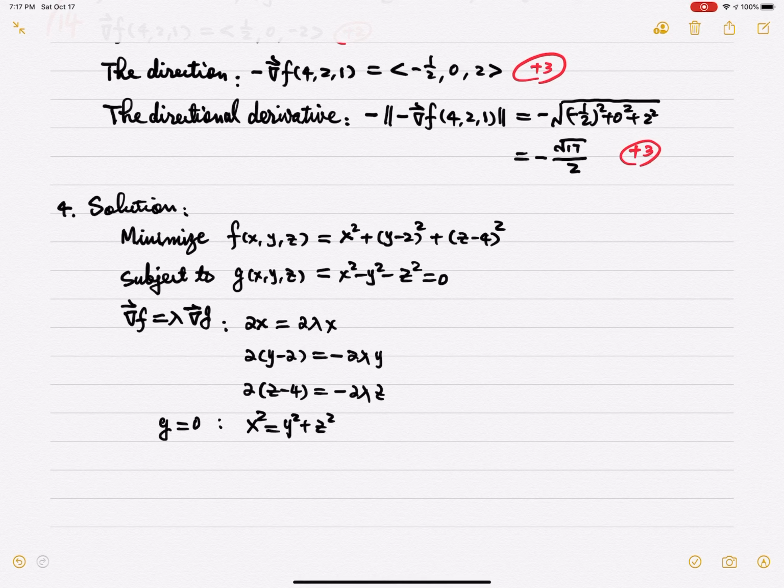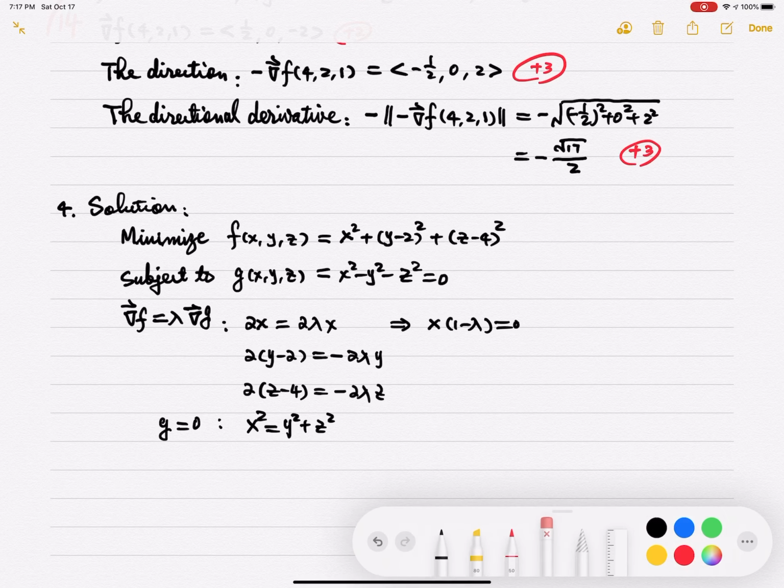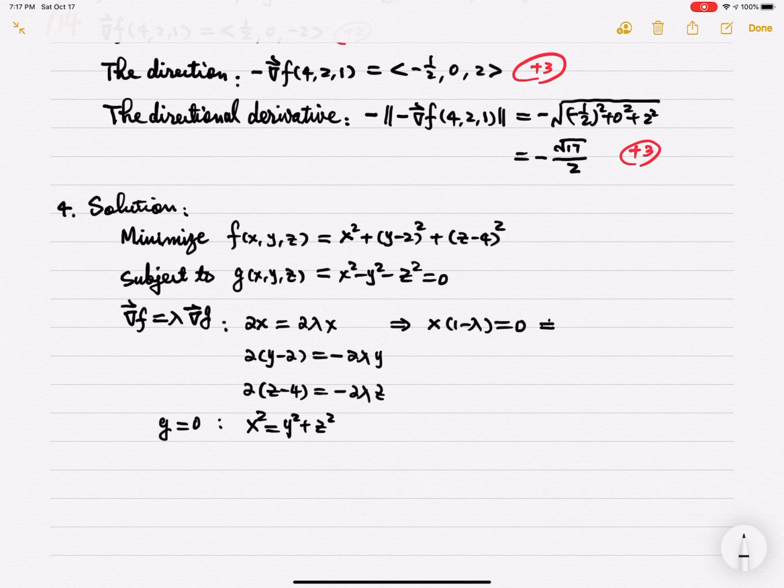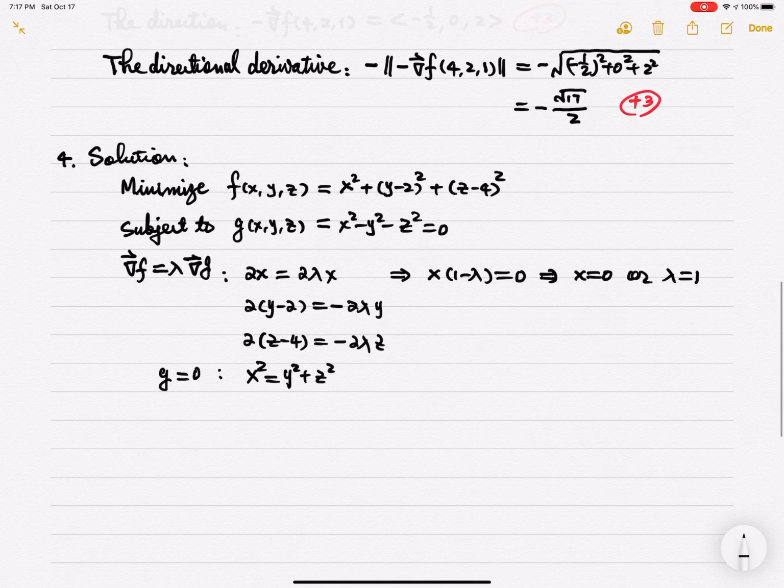But if you look at the first equation, we can move the right-hand side to the left-hand side, cancel the 2, and factor out x. Then we have x times (1 minus lambda) equal to 0, which implies either x equal to 0 or lambda equal to 1. Then we look at the two cases.